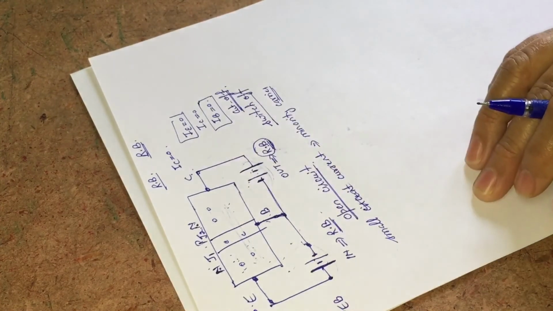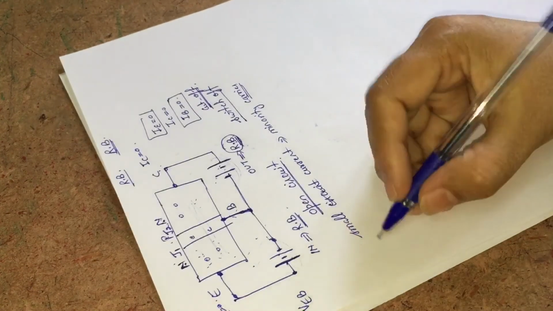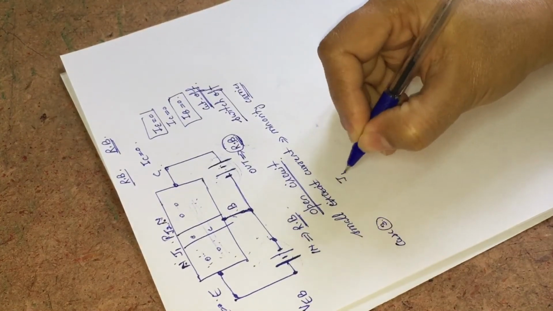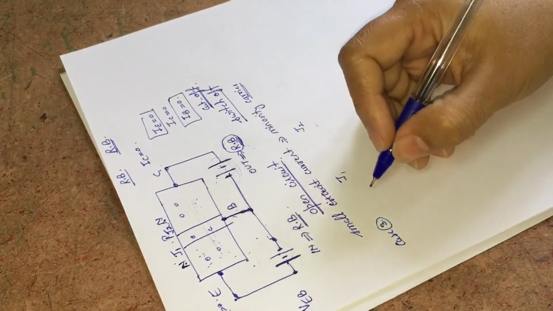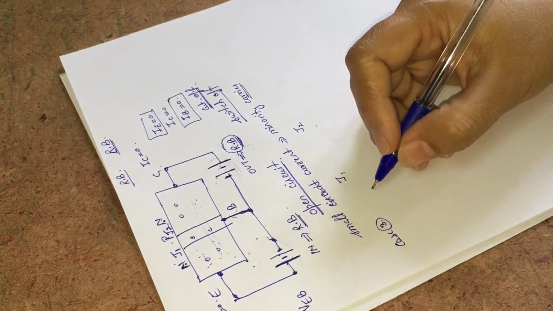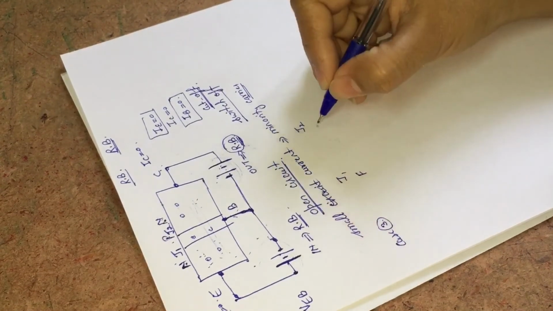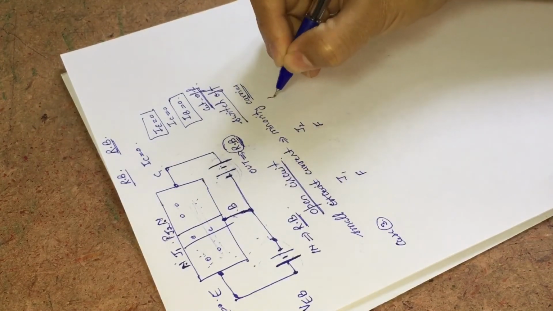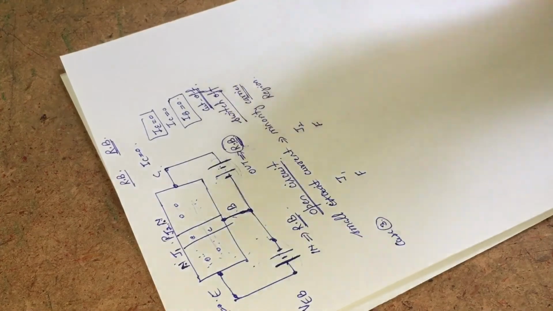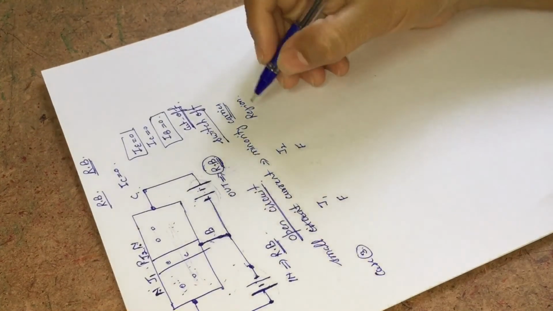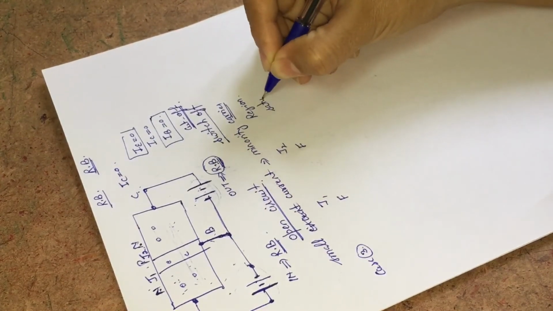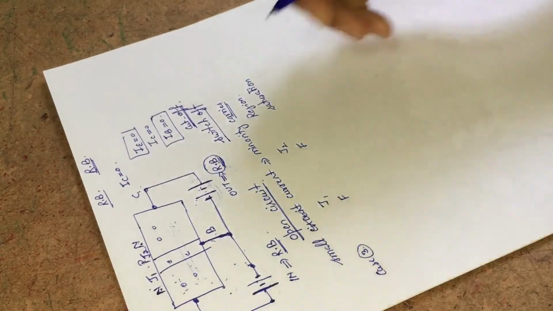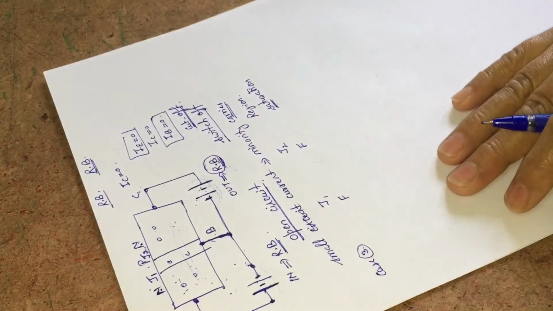The third case is where we take our J1 junction forward biased and J2 junction also forward biased, and this is the condition where the transistor will work in the saturation region. Now we will discuss what the saturation region is.